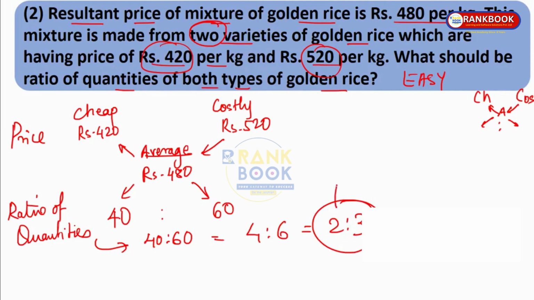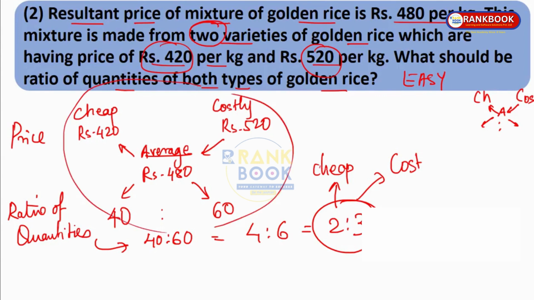So this is the cheap golden rice quantity ratio, and this is the costly golden rice quantity ratio. See how easily, using this trick, we were able to solve this sum. Just remember this, you will be able to solve most of the sums using this trick. Now moving to the next question.